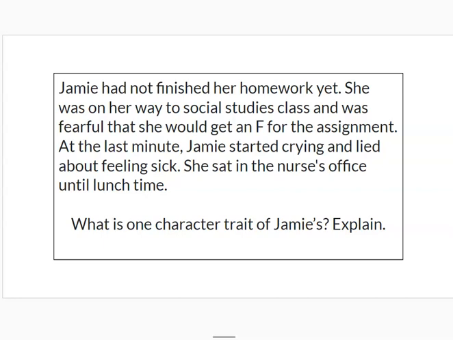In this lesson, we'll practice applying what we've learned about character traits. We'll read a short passage that describes a character, and then we'll decide a character trait to describe them.